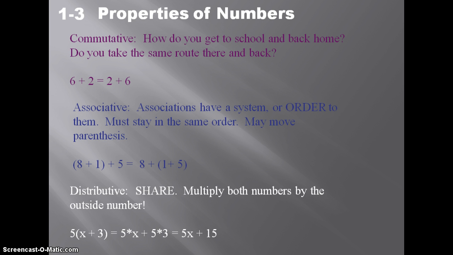Distributive. Distribute means to share. When we distribute, we multiply both numbers that are on the inside of the parentheses by the outside number. Now in this case, there are only two things inside the parentheses, but there could be as many as we want. So you can see with x plus 3 in the parentheses, it becomes 5 times x plus 5 times 3. And then if we simplify that, we have 5x plus 15, which is as far as we can go. So let's get the examples of the properties written down, the names of them, and one example for each.